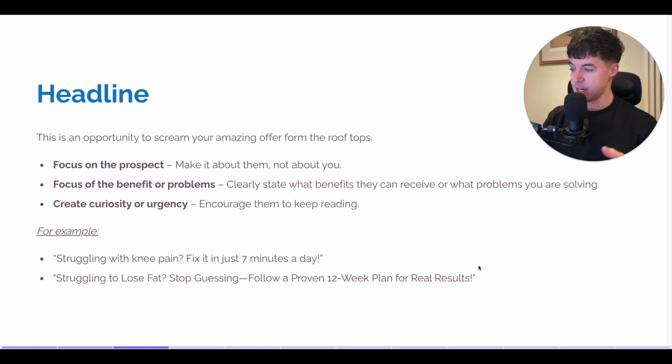And we're doing that again here with: struggling to lose fat, stop guessing, follow a proven 12-week plan for real results. So again, exactly the same thing. We're talking about a problem, lose fat, and follow a proven plan for real results, the benefit, and then they want to understand what's going into this proven 12-week plan. Okay, so we're talking about a benefit, a problem, and building curiosity. These are good headlines.